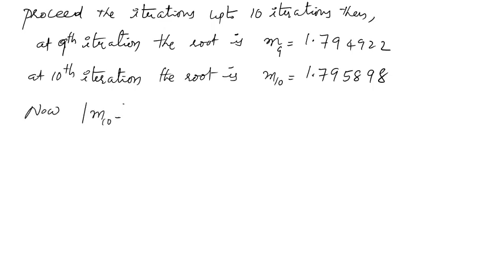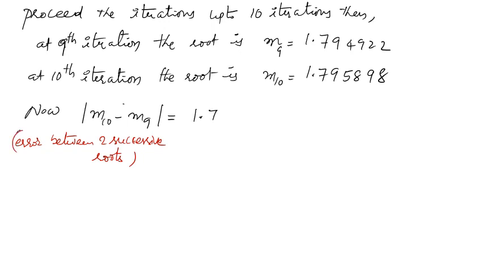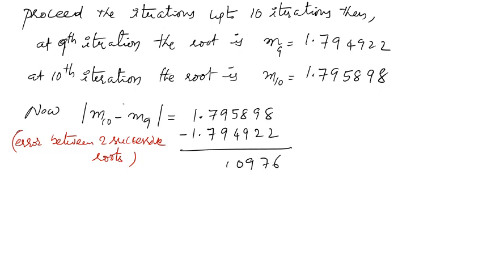Okay, now mod m10 minus m9, the error between two successive roots, what is this? It becomes 1.795898 minus 1.794922. What is this value? 0.000976. Is that clear? Right? Okay.